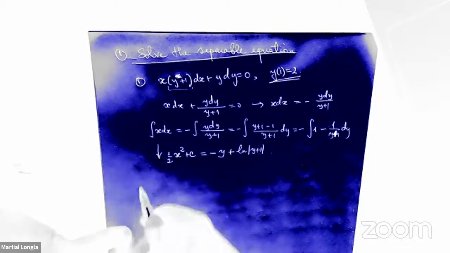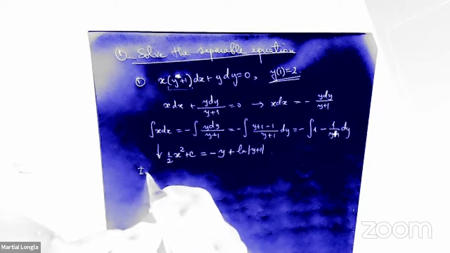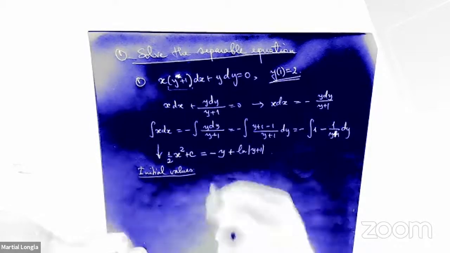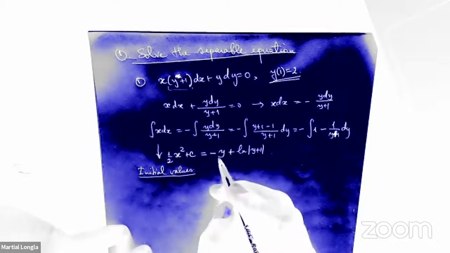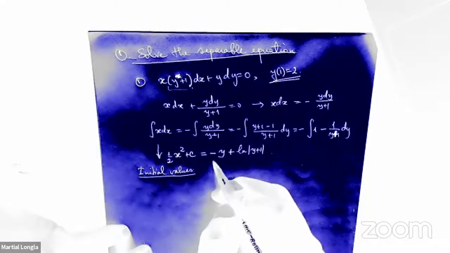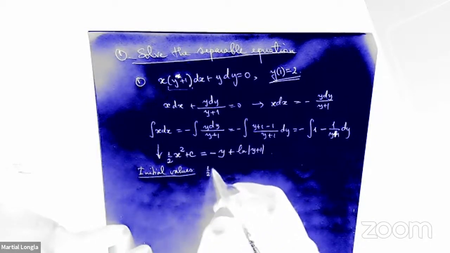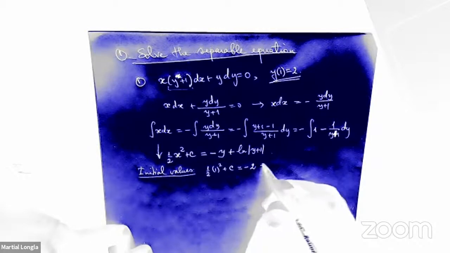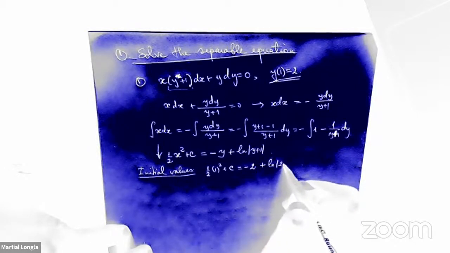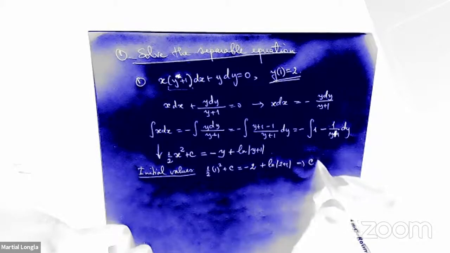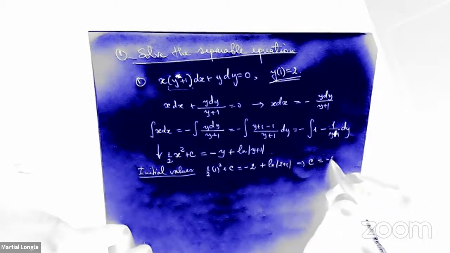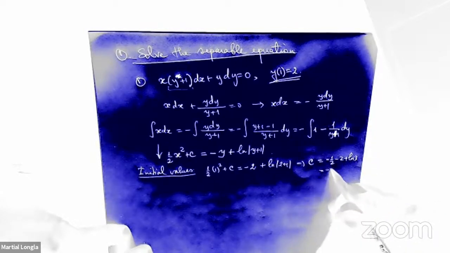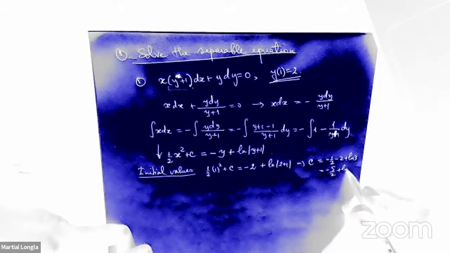And now initial values. You are going to say y of 1 is 2, so 1/2 times 1 squared plus c equals minus 2 plus natural log of the absolute value of 2 plus 1. So c is equal to minus 1/2 minus 2 plus natural log of 3, which is minus 5/2 plus natural log of 3. That's it.